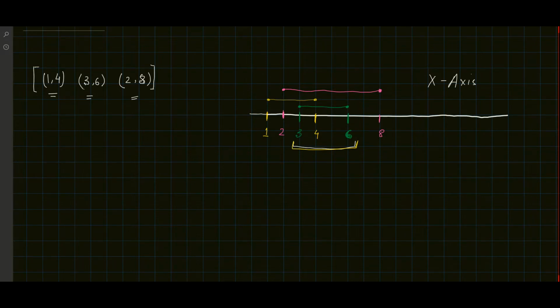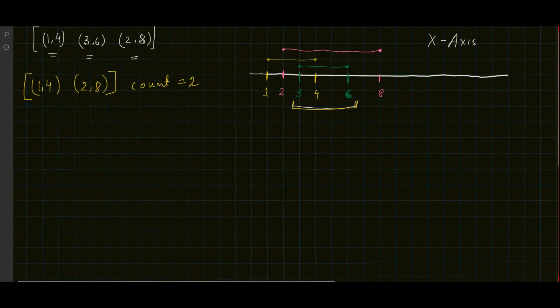So the question says, if there is some interval which is directly under the umbrella of some other interval, ignore that interval. So if we ignore 3, 6, we'll just be left with 1, 4 and 2, 8, right? So we are left with two intervals. So our count will be 2 and this is what we have to return. This is the question. Now how do we solve this?